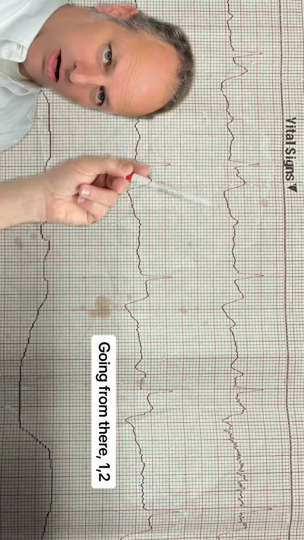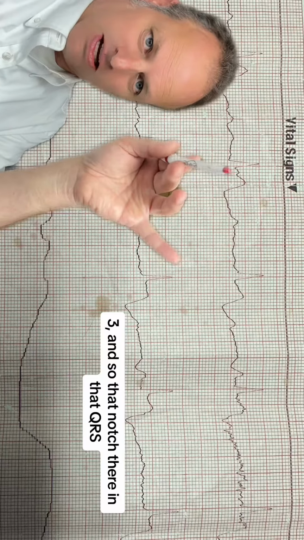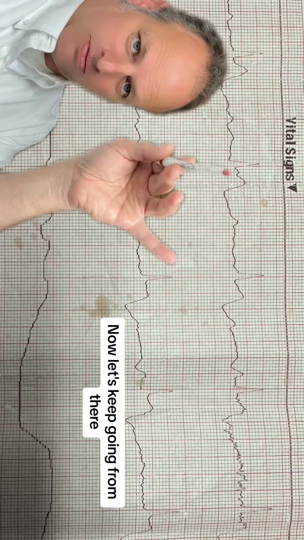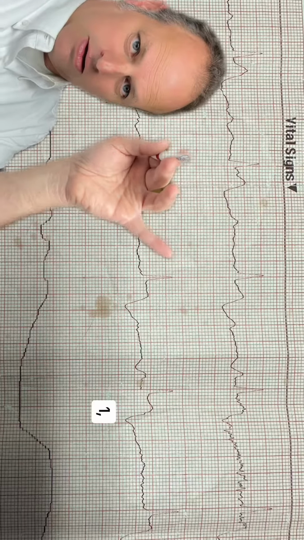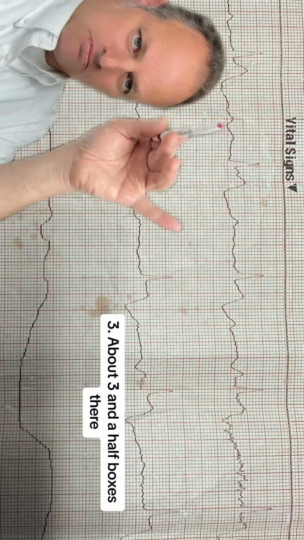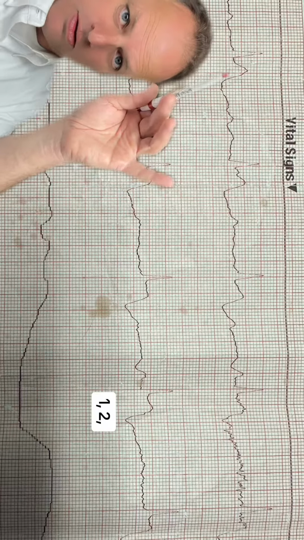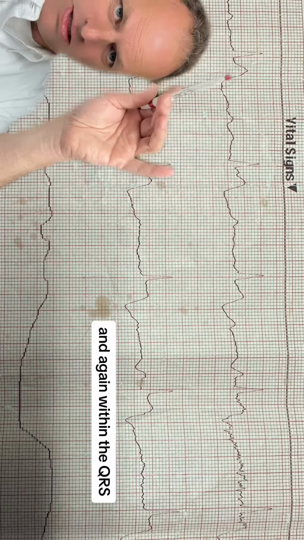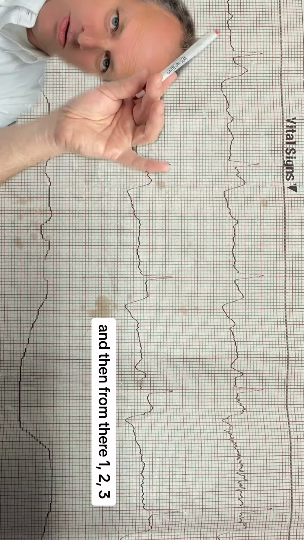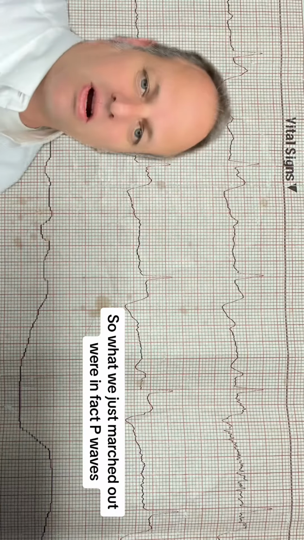Going from there. 1, 2, 3. So that notch there in that QRS, that looks like it could be a P wave. Now let's keep going from there. 1, 2, 3. About 3.5 boxes there. That looks like it could be a P wave. 1, 2, 3.5. And again, you'd be in the QRS. And then from there, 1, 2, 3. Yep, P wave. So what we just marched out were, in fact, P waves.